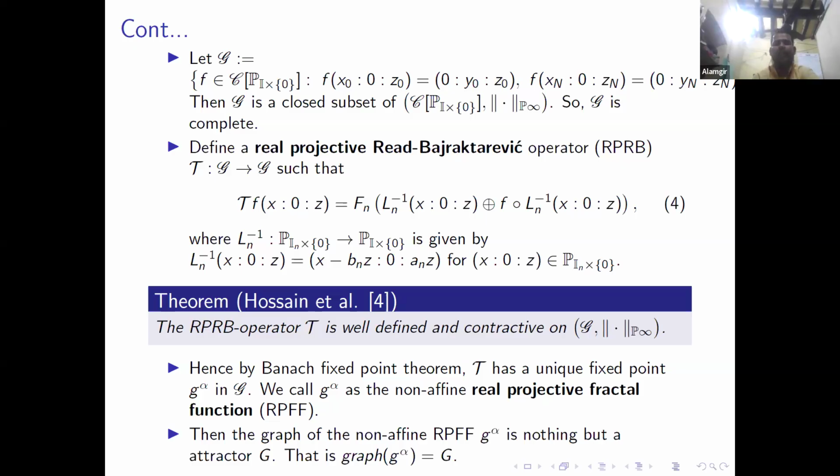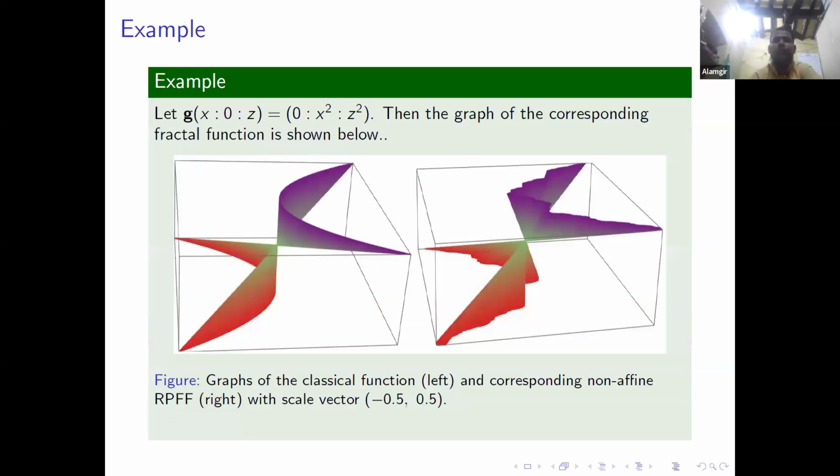And we have proved that the graph of that function G_alpha is nothing but the attractor of the corresponding real positive iterated function system. Here we have seen an example: g(x_0, z) is equal to x squared z squared. This is our classical function, and this is our corresponding non-affine fractal function that approximates our classical function.